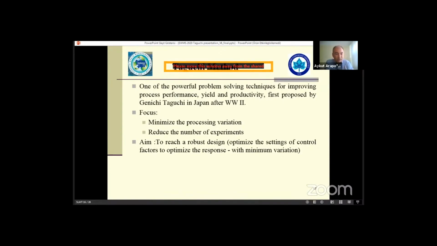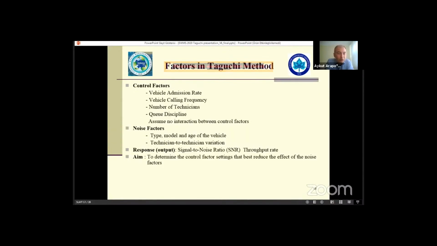Next, I'll talk about control factors and noise factors. Control factors are the factors that we can control. In simulation, we can give those parameters to the simulation model, and the model works by using the control factors given by us. We have control on these factors. For example, vehicle admission rate, vehicle calling frequency, number of technicians used, and queuing discipline are all control factors that we can control.